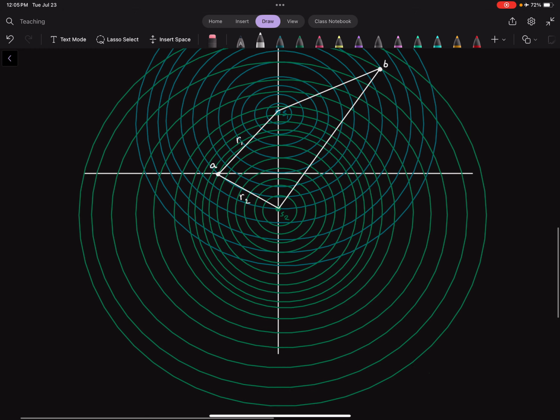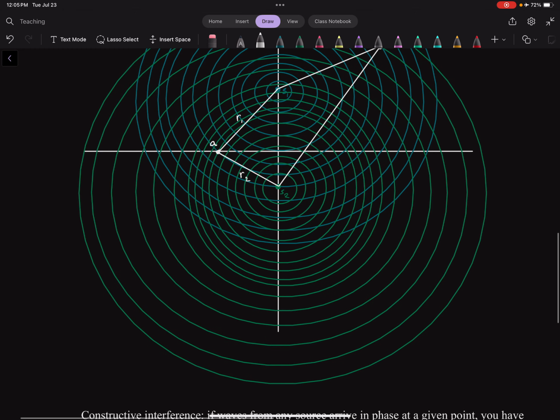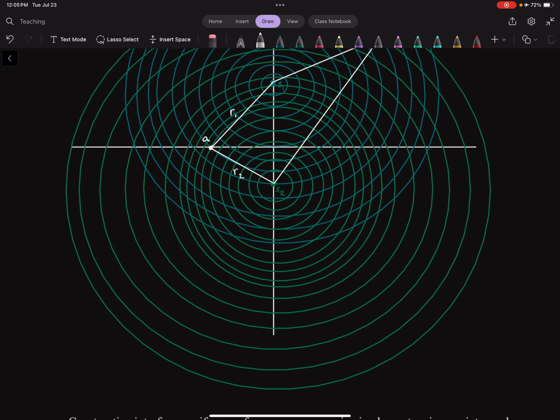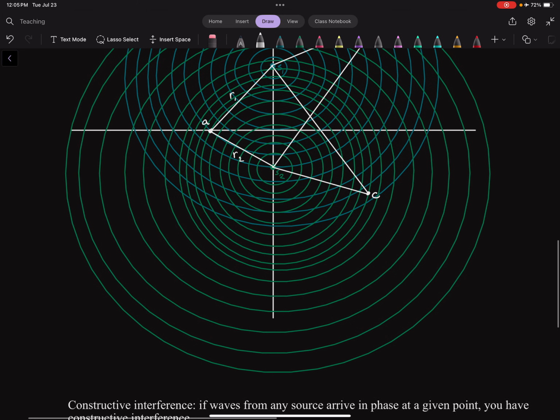So let's pick another point where the integer multiple is not the same. Let's pick a point where it's drastically different. So here, the green source, we're on a line, but we're exactly halfway in between a blue source, right? So what that means is they arrive exactly out of phase. So the path length difference between these two lengths at, we'll call this point C, for each source is exactly out of phase.